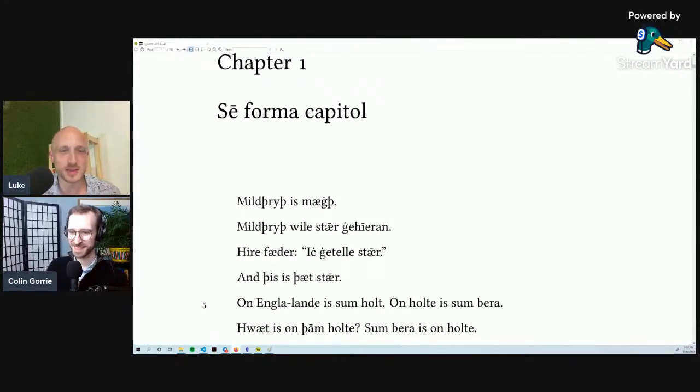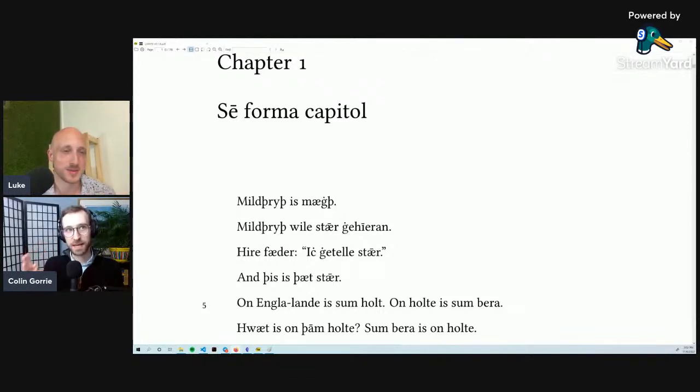So he had a father. Ic ðe tellan wille. I will tell you a story. I'll tell you a story. So the a is back unrounded. This is interesting. Before a nasal, it was probably rounded a little bit as well. But it's the back one, not the dialect which becomes modern English.